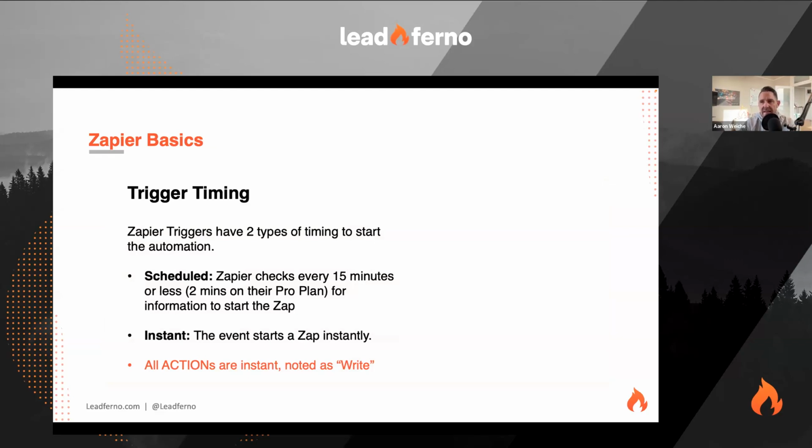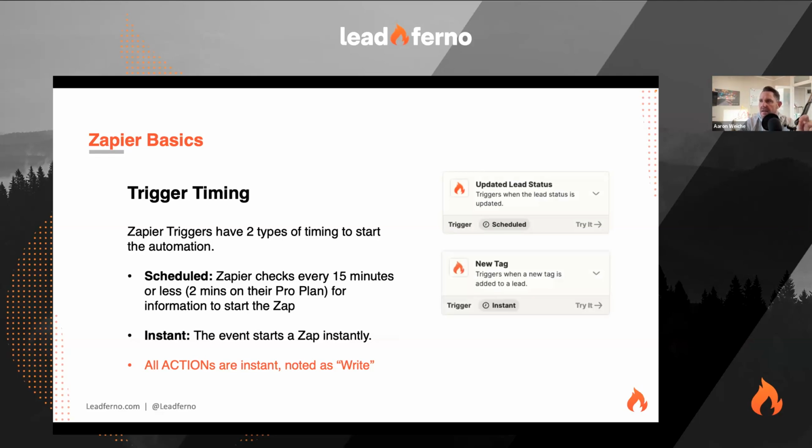So when that trigger happens to start the Zap, there can be a delay of seconds to a couple of minutes with it. The other is being an instant, and that's where the event starts instantly. I do have an example. So the updated lead status, this is a scheduled trigger. So within a couple of minutes of you changing that lead status, that's when it'll run. So just be aware of that when you're setting up tests or doing things like that, that it might take a couple of minutes for that to post.